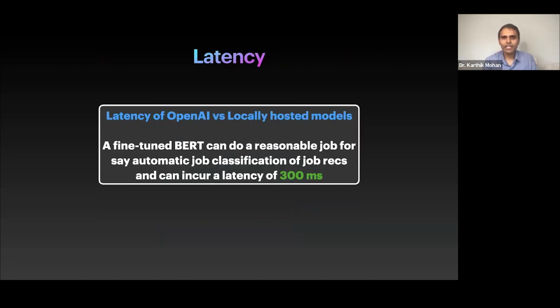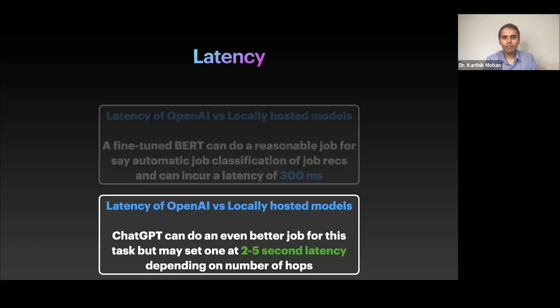Latency is another consideration. Latency of a fine-tuned BERT model could be as low as 100 milliseconds. I'm being conservative here with 300 milliseconds. But for an OpenAI model, depending on the number of hops that happen between your company's server and OpenAI and any other checks that happen within the company, this could be between 2 to 5 second latency. So we're trading off these two latency numbers. That could be another consideration for how much of an LLM you want to depend on and how much of traditional BERT and transformer models we want to use.